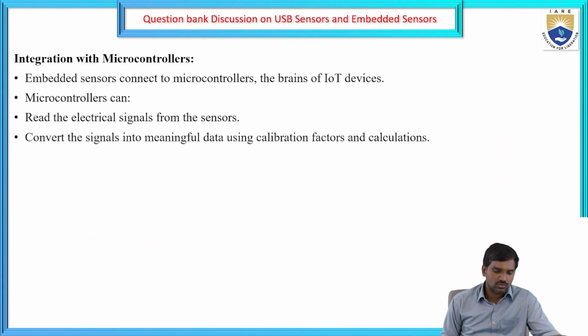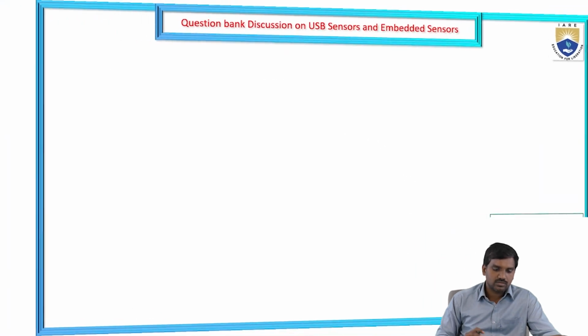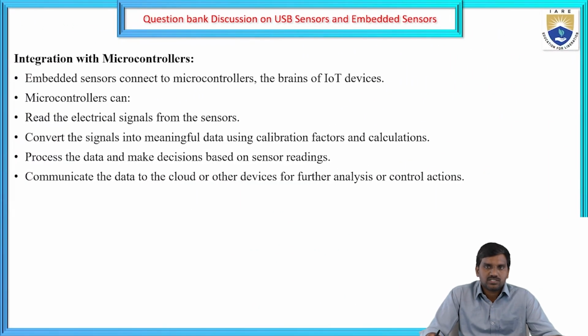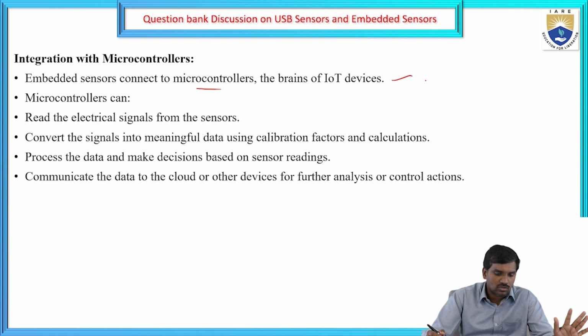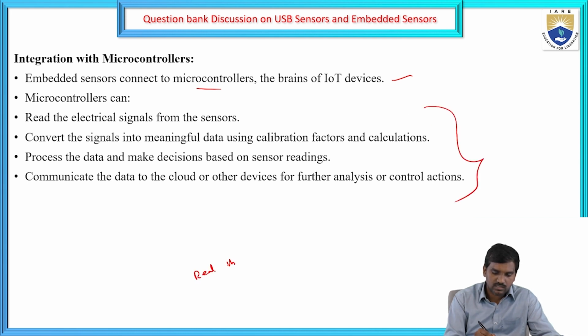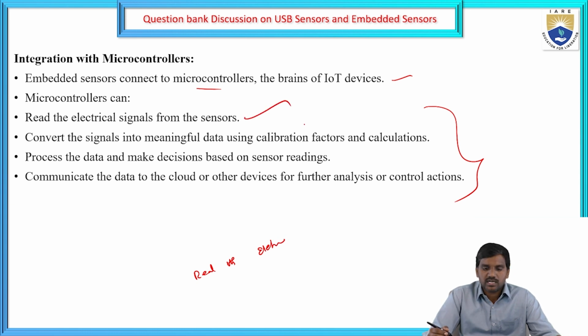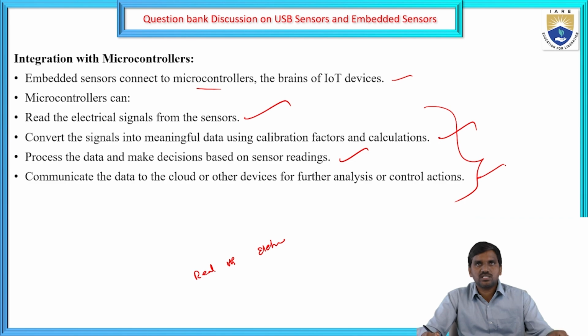And integration with the microcontroller. We have different points to explain. Embedded sensors connect to the microcontroller, the brain of the IoT device. The microcontroller can do specific tasks like these: first, read the electrical signals from the sensor; second, convert the signals into meaningful data using calibration factors and calculations; third, process the data and make decisions based on the sensor readings; and communicate the data to the cloud or other devices for further analysis and control action. So this is what the microcontroller can do in this integration.